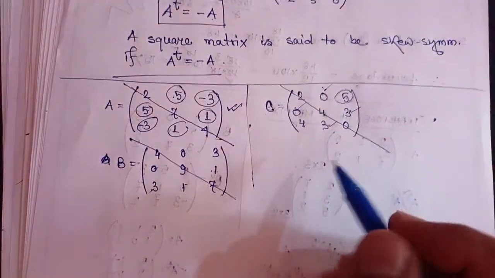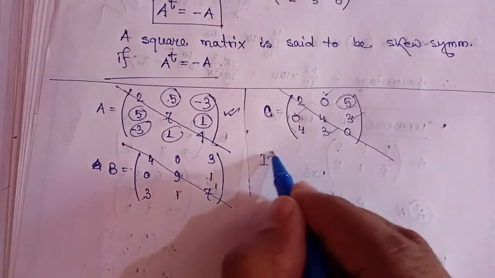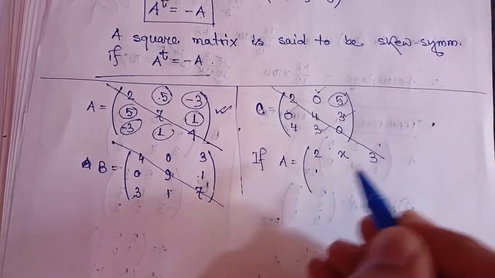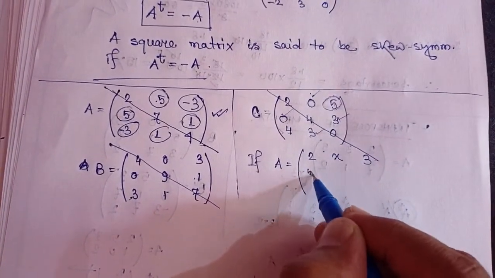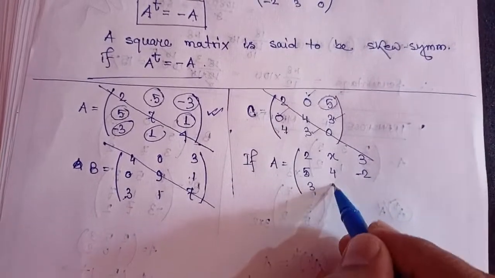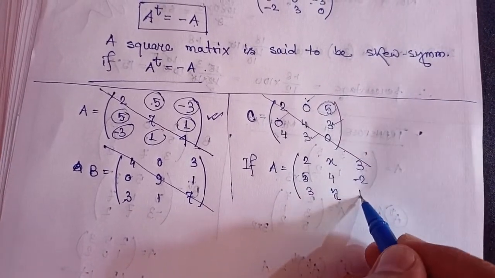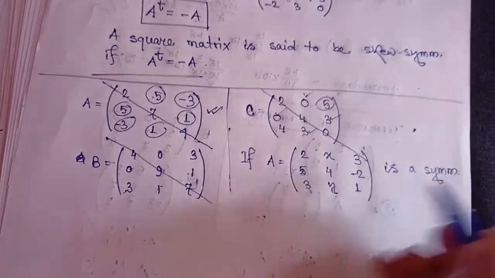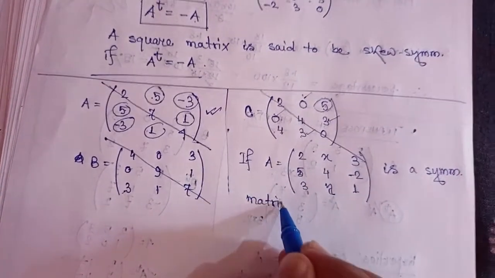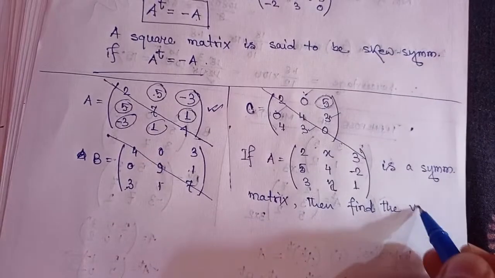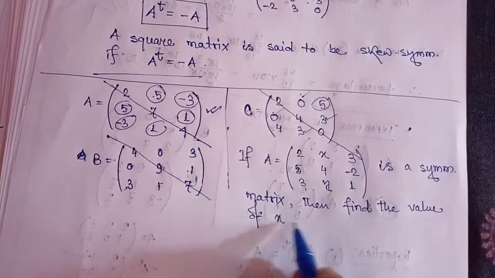On the basis of this idea, sometimes a question comes: if A equals 2, x, 3; 5, 4, minus 2; 3y, 1 is a symmetric matrix, then find the values of x and y. Such questions sometimes come in JEE.